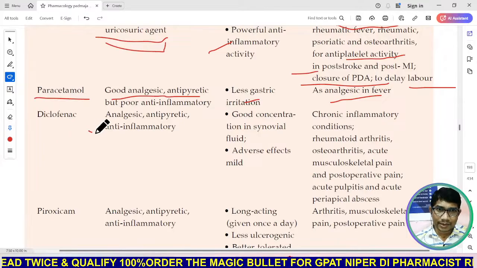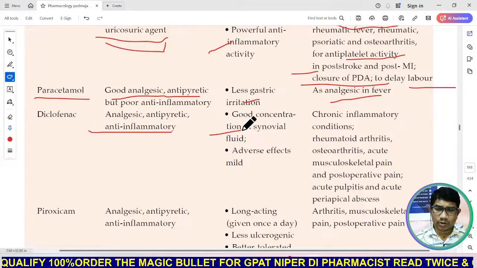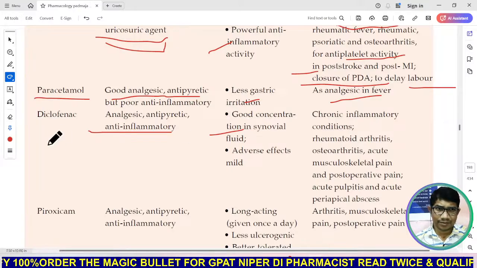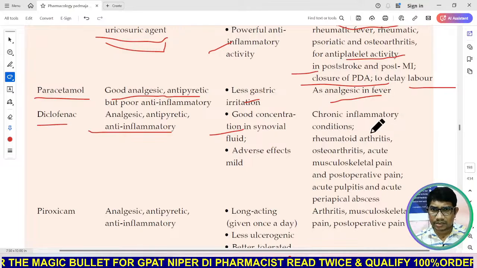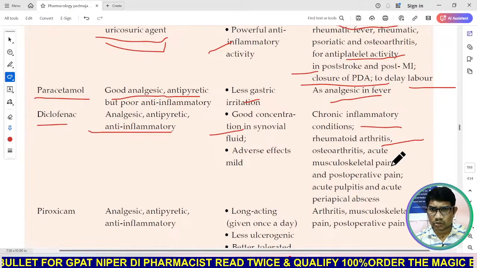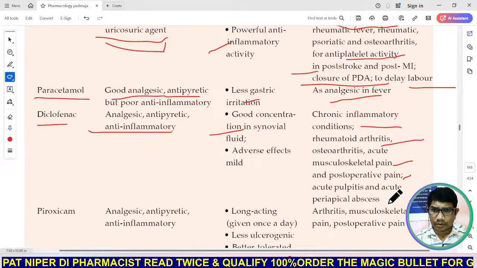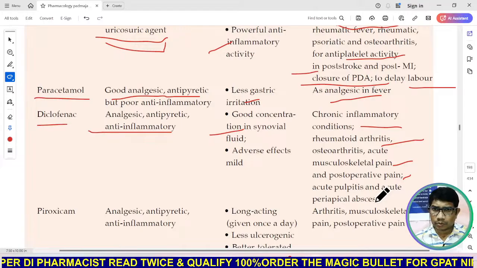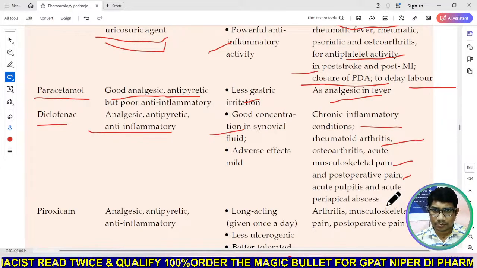Then diclofenac: analgesic, antipyretic, anti-inflammatory, with good concentration in the synovial fluid. So most joint pains are treated with diclofenac. It is used in chronic inflammatory conditions like rheumatoid arthritis, osteoarthritis, acute musculoskeletal pain and post-operative pain, acute papillitis and acute peritonsillar abscesses.